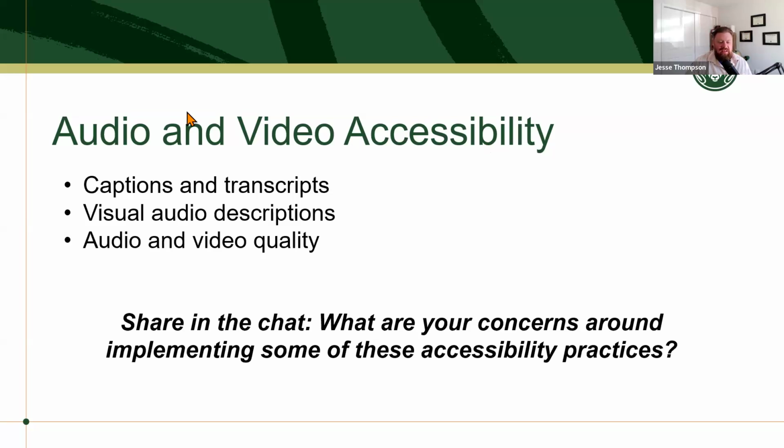So real quick, if you want to share in the chat what any concerns might be around implementing some of these practices, and then we have just a little bit about making PowerPoint specifically accessible.